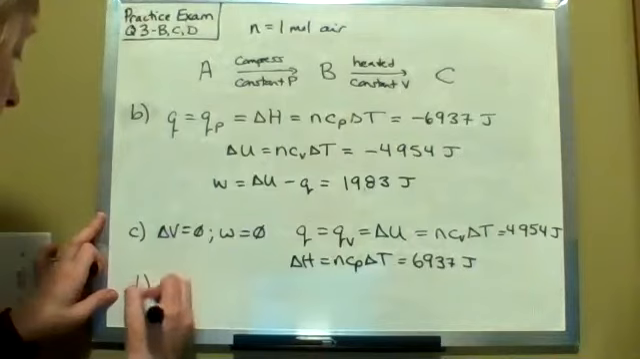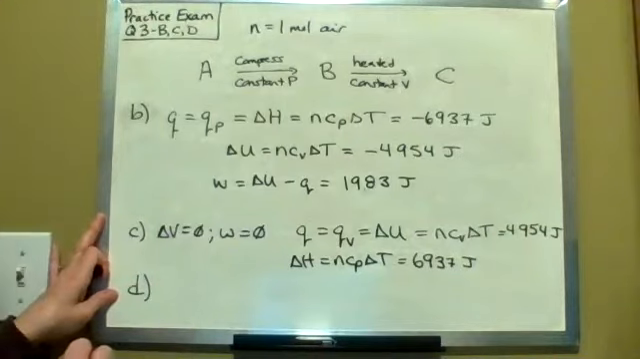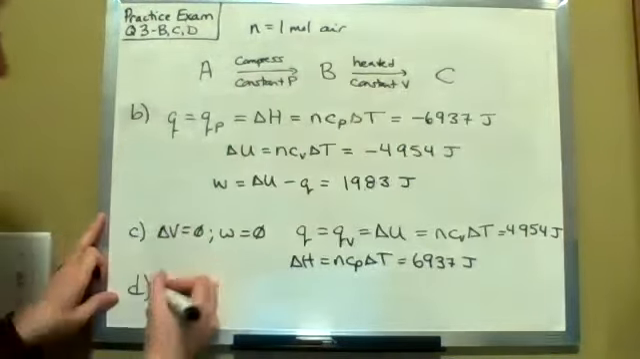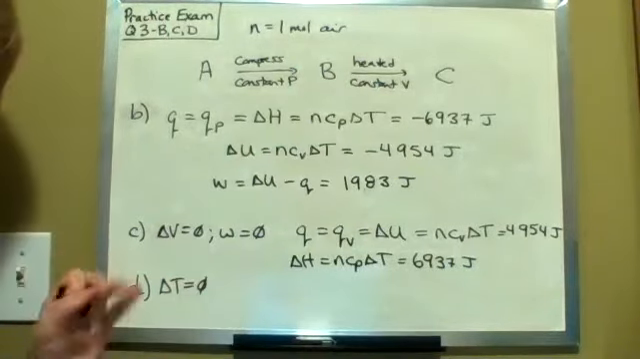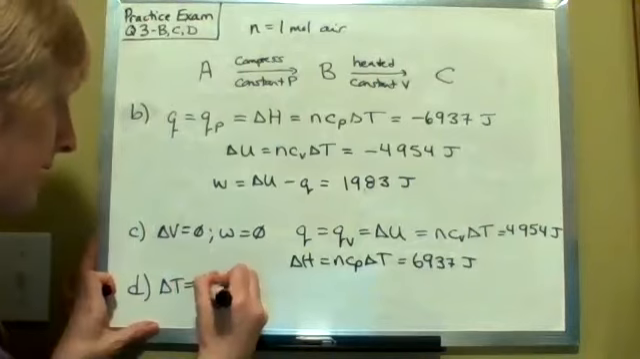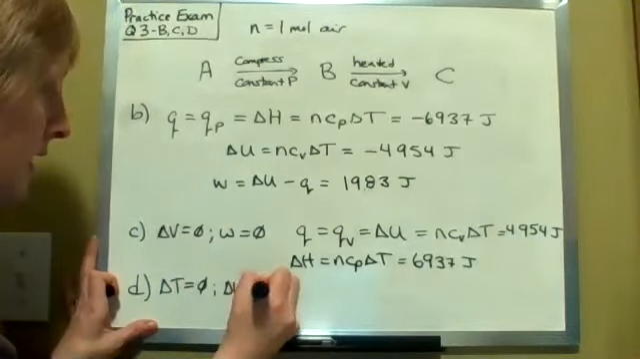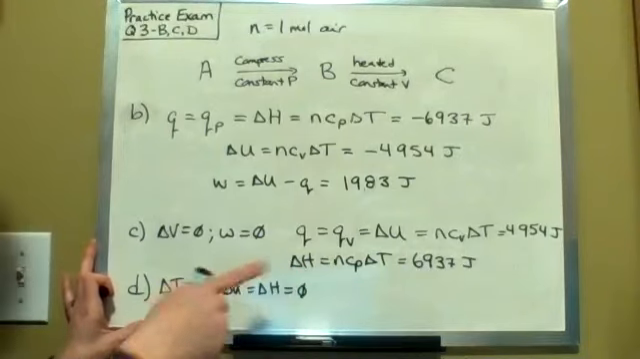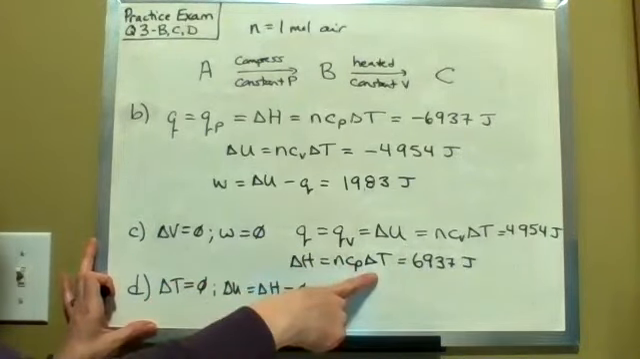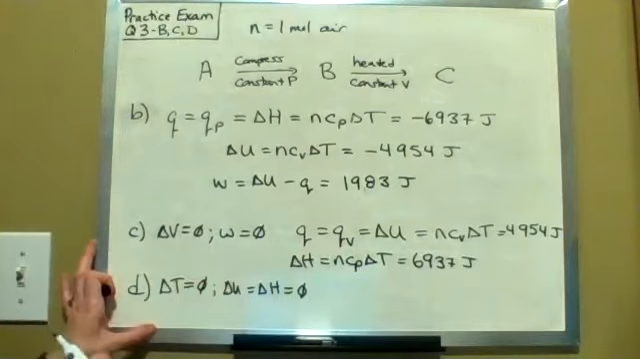Now part D wants the overall, so going from A to C. Look closely at that. In that case, overall, our temperature is not changing. So that means that our delta U and our delta H are also both 0, because in those equations, remember, we have a delta T function. If that's 0, the rest of it is 0.